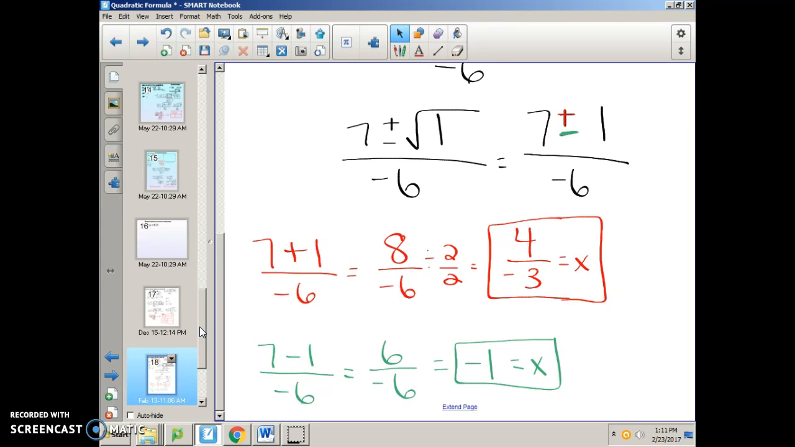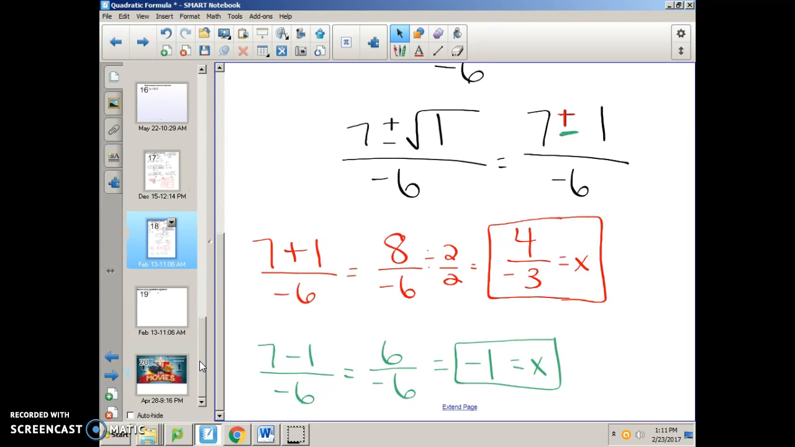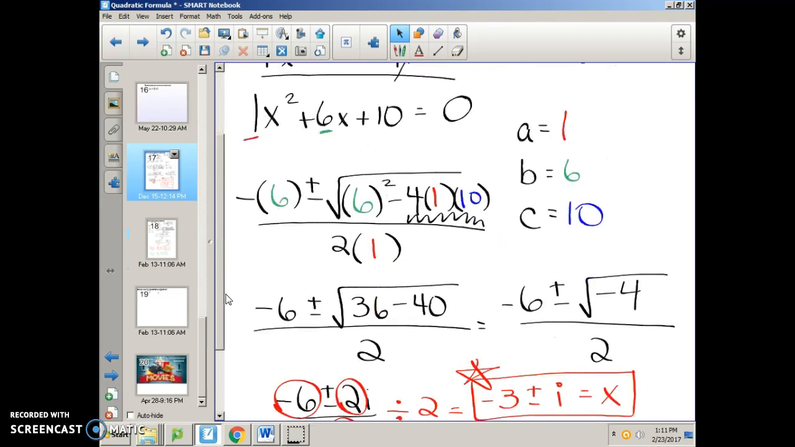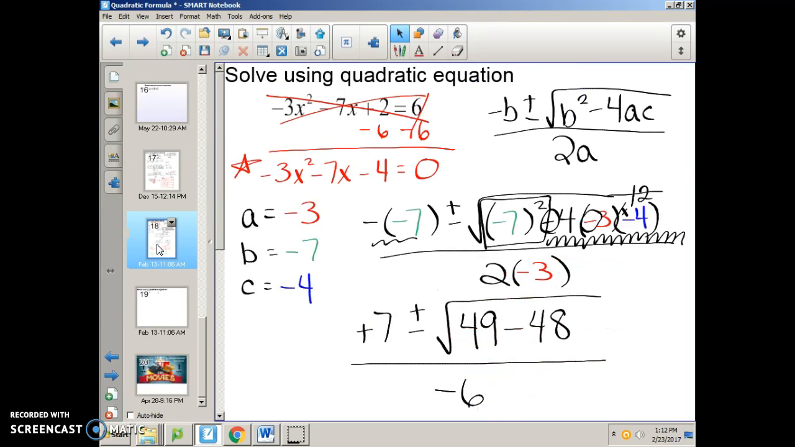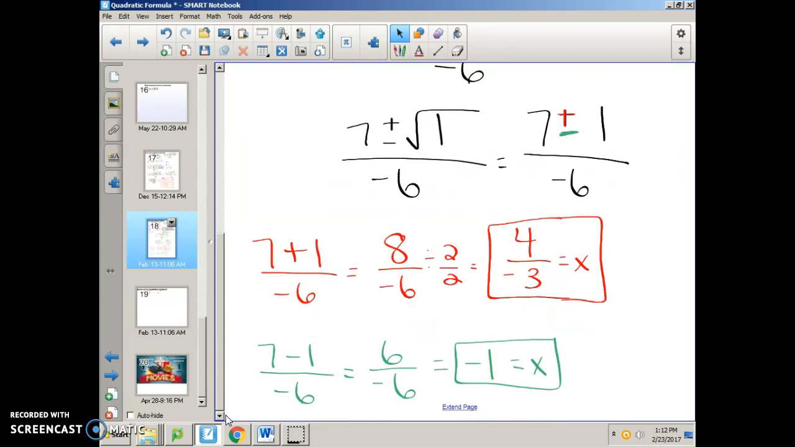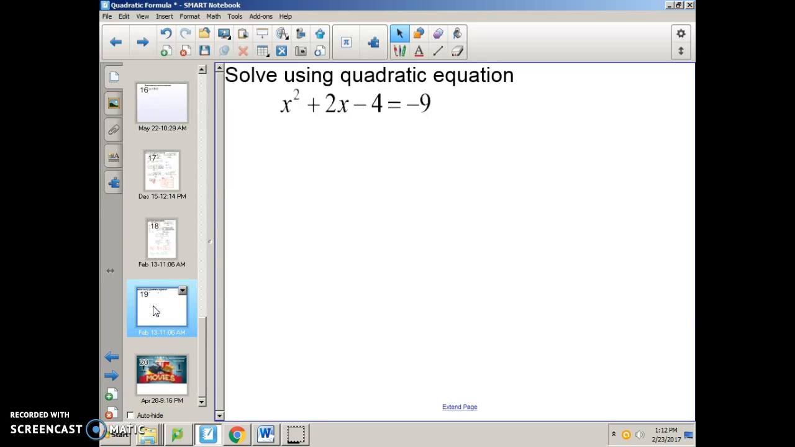Remember we said these are really x-intercepts? So that means that this graph right here actually crosses the x-axis at negative 4/3 and negative 1. Whereas this example never crosses because it's got an imaginary number in it. Okay, feel free to pause, take notes if you need to, get caught up, move along to the last example.